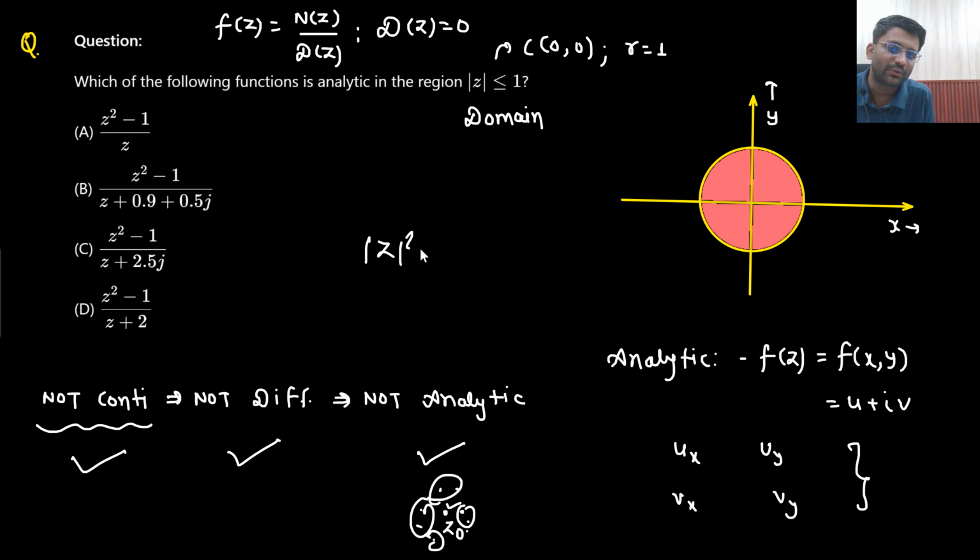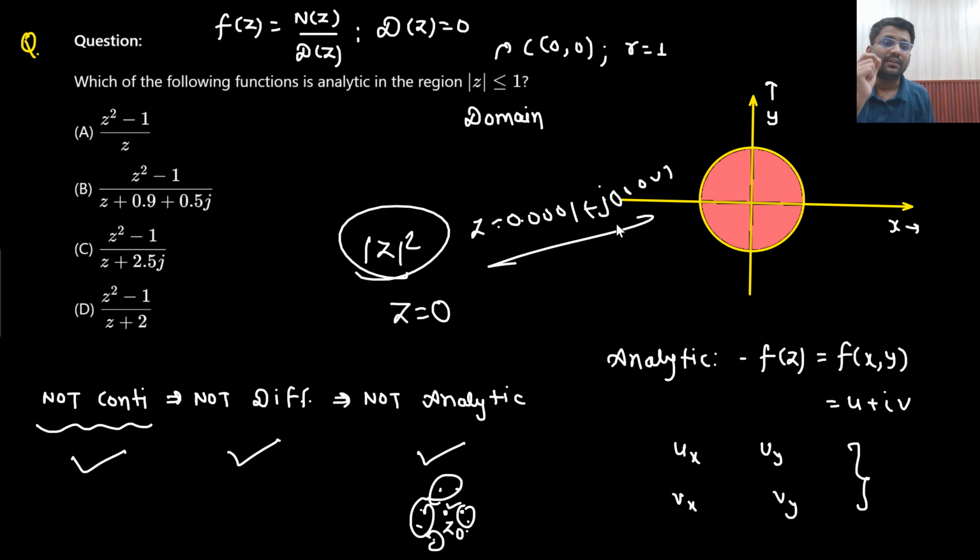Do you remember the example of mod of z whole square? As far as I remember, it was differentiable at z equals 0, but it was not analytic at z equals 0. Why is that so? Because at z equals 0.00001 plus iota 0.0001, it was not differentiable, right? At the nearby points, it was not differentiable. So yes, it might be possible that a function would be continuous and differentiable as well, but not analytic. But it is for sure that if a function is not continuous, then surely it will not be differentiable and surely it will not be analytic, right?